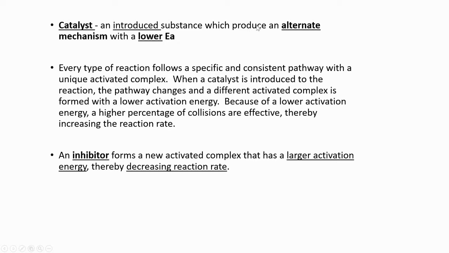A catalyst is an introduced substance which produces an alternate mechanism with a lower activation energy. That's our definition of a catalyst. You add the substance in there, and it's an alternate mechanism with a lower activation energy. Sometimes it's more steps, sometimes it's the same amount of steps. Every type of reaction follows a specific and consistent pathway with a unique activated complex. When catalysts are introduced to the reaction, the pathway changes and a different activated complex is formed with a lower EA, activation energy. Because of the lower activation energy, a higher percentage of collisions are effective, thereby increasing the reaction rate.